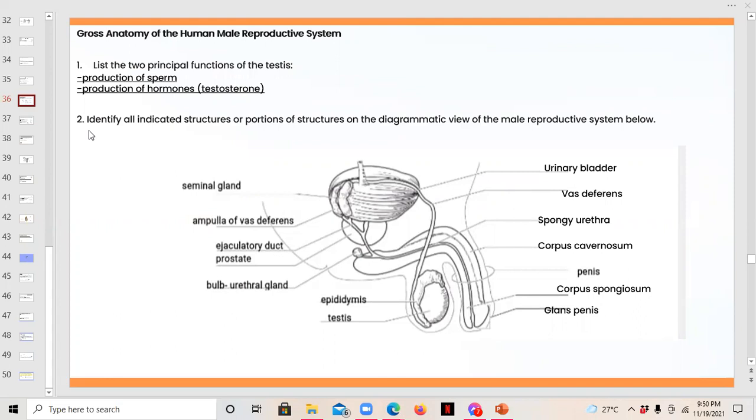Number 2. Identify all indicated structures or portions of structures on the diagrammatic view of the male reproductive system below. On the left leader lines are seminal gland, ampulla of vas deferens, ejaculatory duct, prostate, bulbourethral gland, epididymis, and testis. On the right leader lines are urinary bladder, vas deferens, spongy urethra, corpus cavernosum, penis, corpus spongiosum, and glans penis.